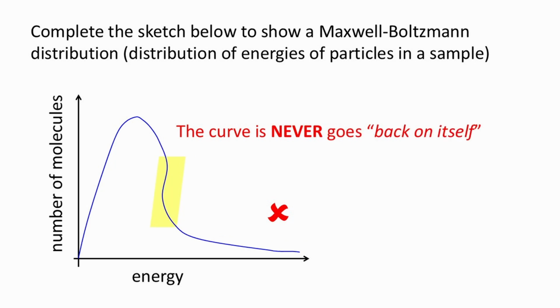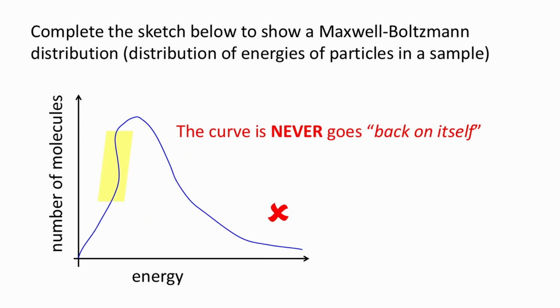The curve never goes back on itself. The curve shown here is incorrect because it goes back on itself after the most common energy. The curve shown here is incorrect because it goes back on itself before the most common energy.